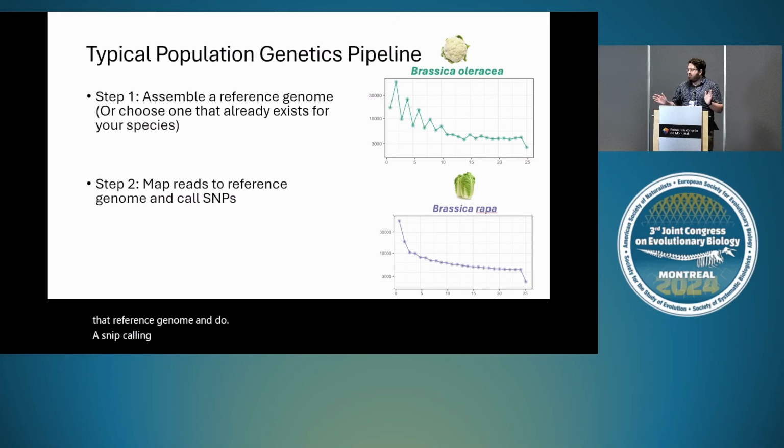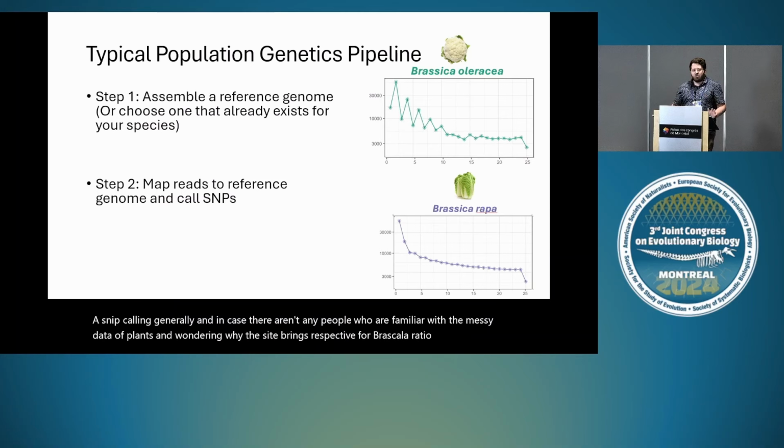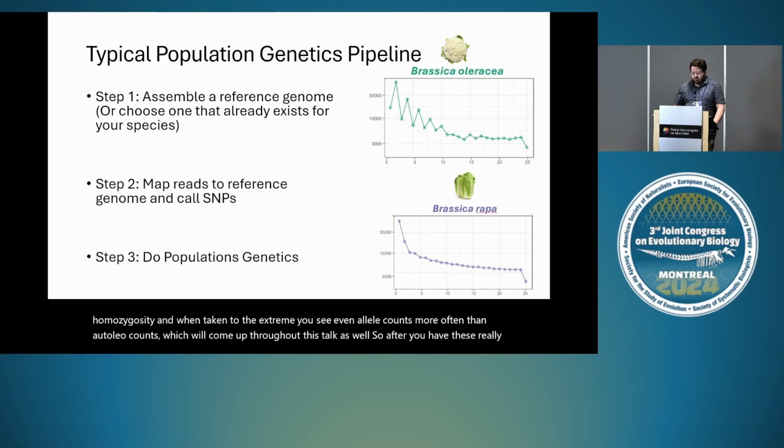And in case there aren't any people who are familiar with the messy data of plants and wondering why the site frequency spectrum for Brassica oleracea looks so comb-like and so jaggedy, it's because this species is predominantly selfing, and selfing increases homozygosity, and when taken to the extreme, you see even allele counts more often than odd allele counts, which will come up throughout this talk as well. So after you have these really high confidence SNP calls, you can then do population genetics of any flavor that you choose.